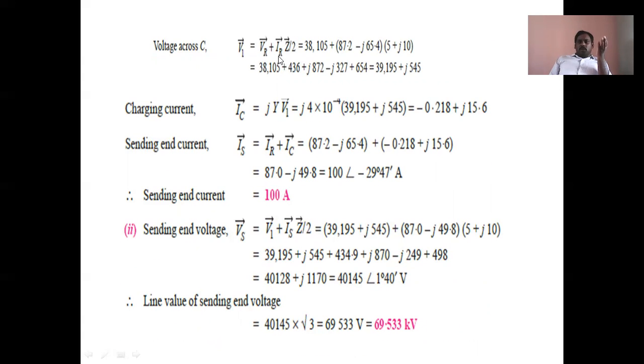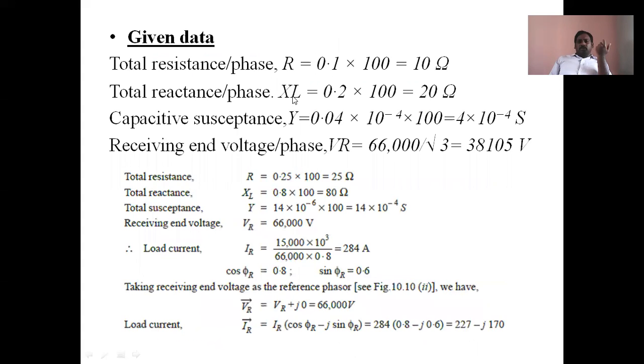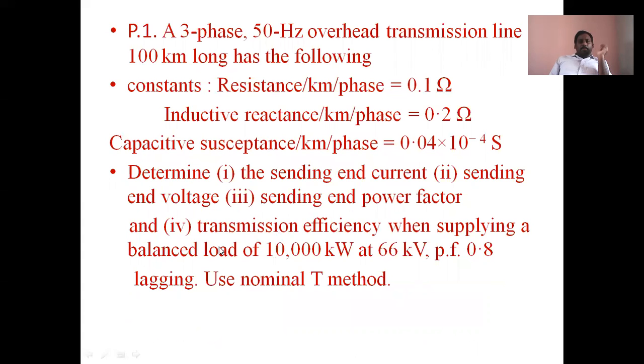Like this, VR plus IR into Z by 2, substituting the VR value. The IR value we can calculate from the power delivered that is given. So how much power is delivered? 10,000 kilowatt is given. From this, PL is equal to root 3 VL IL cos phi. So then IL is equal to PL by root 3 VL cos phi.